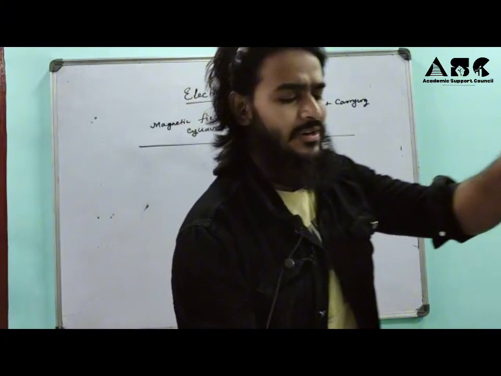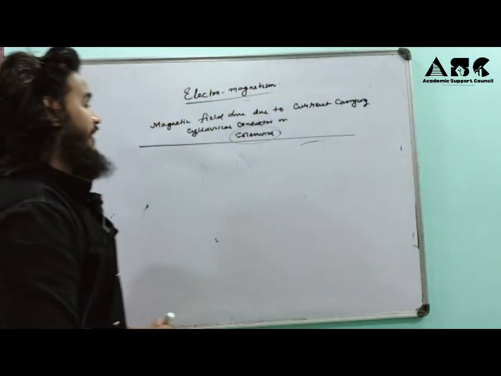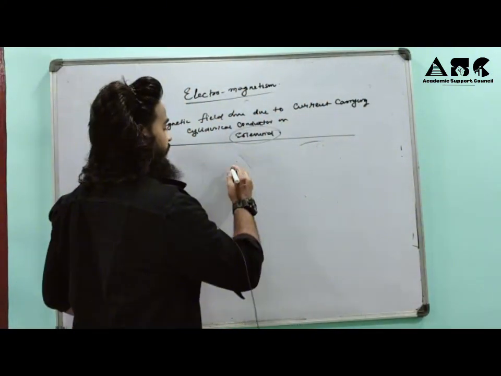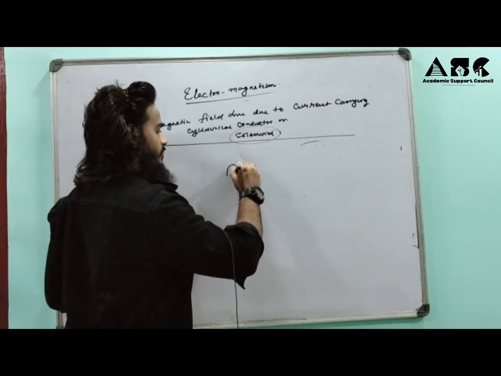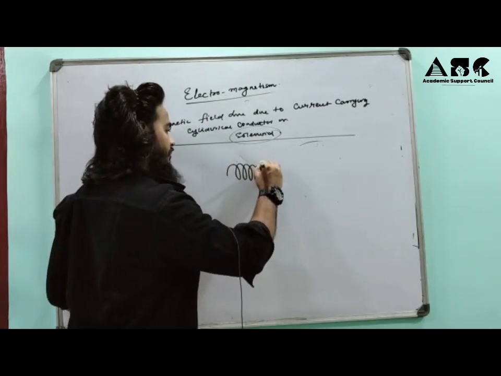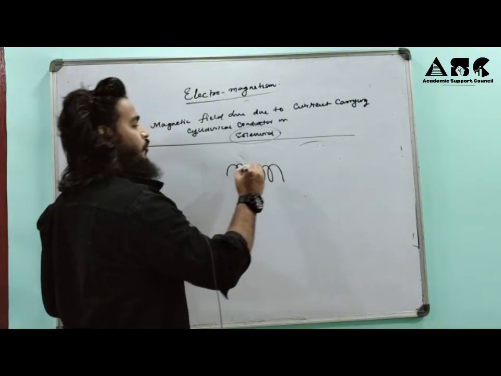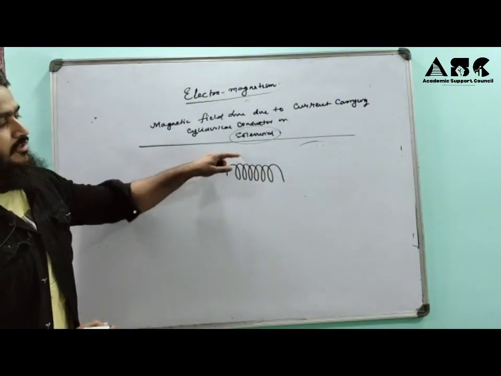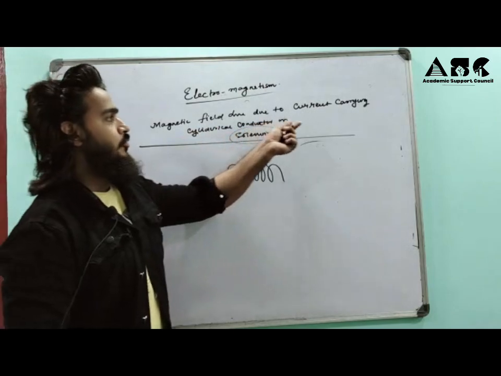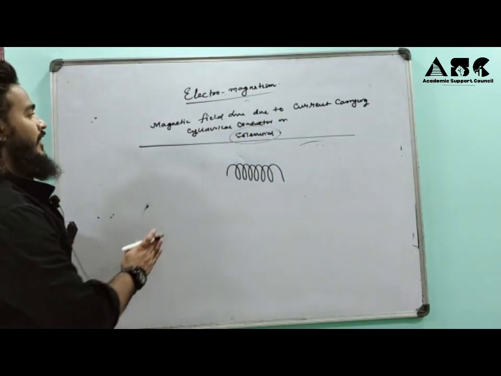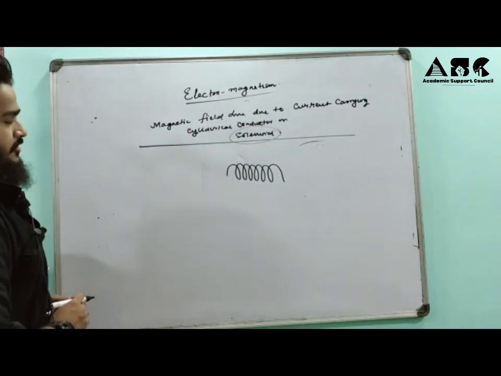Okay, so generally what is the solenoid? A solenoid is just a wound wire or conductor. It will look like a spring. This one is a solenoid. So now we discuss the magnetic field due to a current carrying conductor, cylindrical conductor or solenoid.